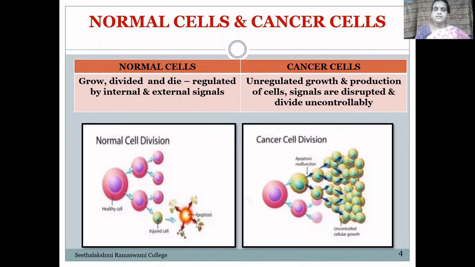How to identify normal cells from cancer cells? Normal cells can grow, divide, and die. This is regulated by internal and external signals. In the case of cancer cells, there is unregulated growth and production of a mass of cells. Here, the internal and external signals are disrupted by mutation and the cells divide uncontrollably. This picture of normal cell division shows healthy cells dividing and differentiating into any form of cells. In cancer cell division, healthy cells transform into cancer cells due to mutation, and this results in incomplete differentiation.